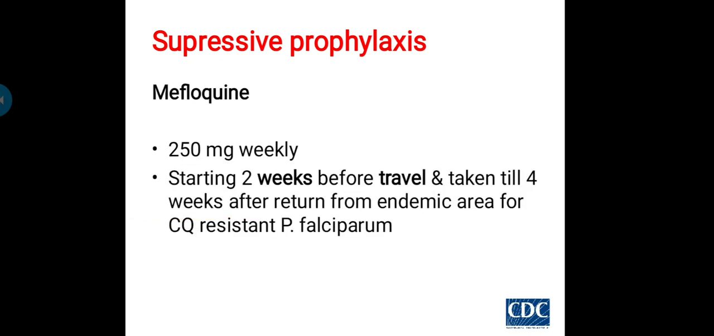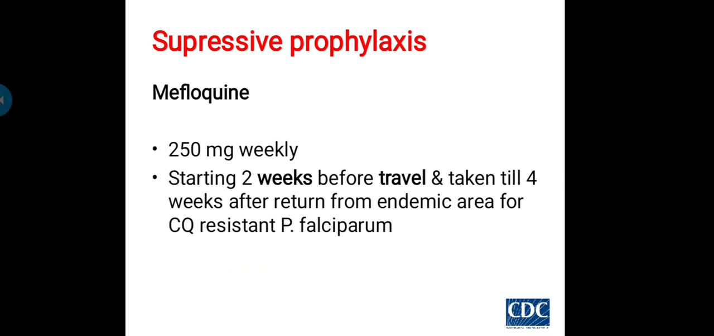So what is the dose of mefloquine? Mefloquine can prevent both vivax as well as falciparum malaria for prophylactic purposes, and the mefloquine dose is 250 mg weekly. It should be started 2 weeks before the journey, taken throughout the journey, and continued until 4 weeks after return from the endemic area of chloroquine-resistant Plasmodium falciparum.